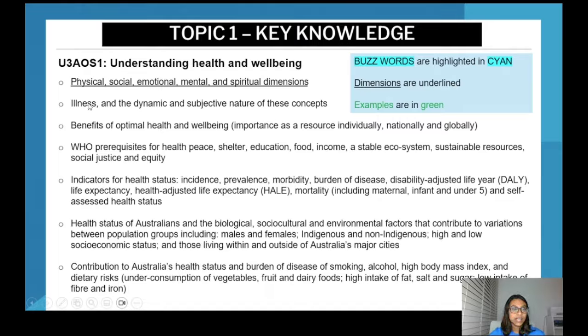And then we've got illness and the dynamic and subjective nature of these concepts. We've got the benefits of optimal health and well-being, so the importance individually, nationally, and globally, and the examples that fall under each of these three different, but definitely linked and related concepts.